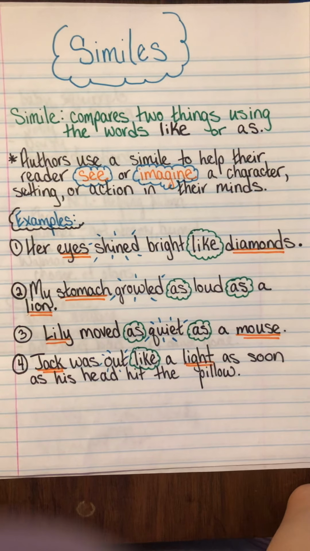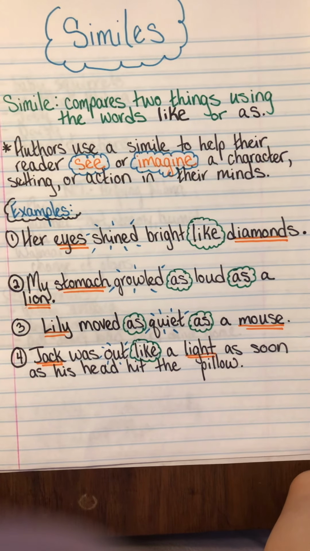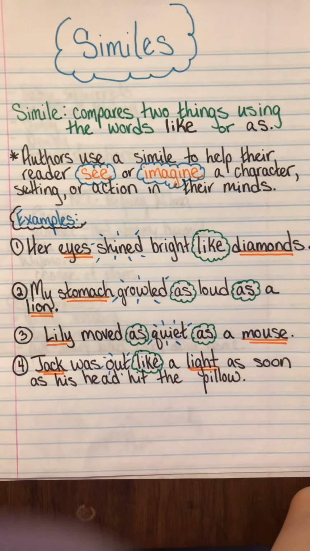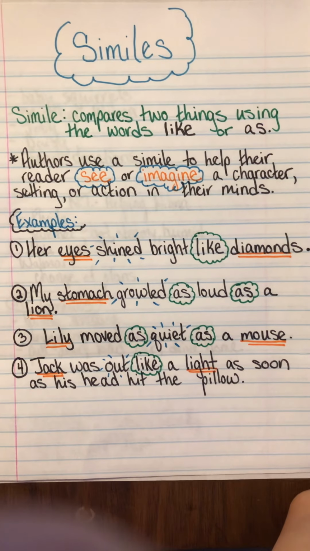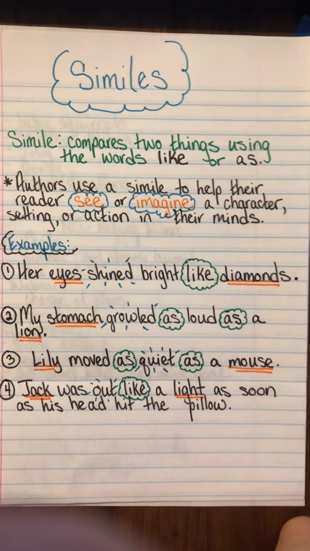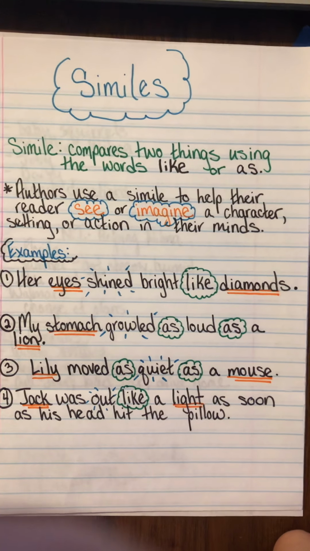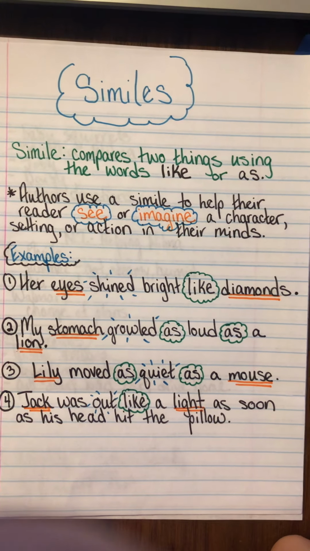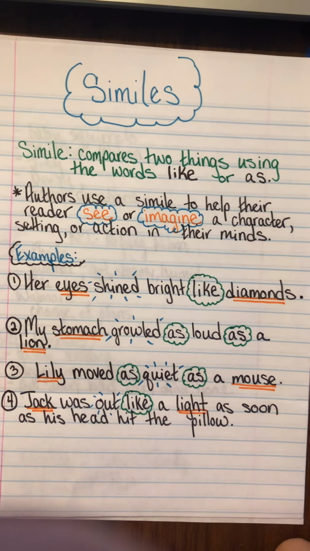Everyone. Today our objective is to use similes to elaborate our middle to describe how characters' actions contribute to a sequence of events. The craft of similes is when an author compares two things using the words like or as. As good writers, we really want to show the reader instead of telling the reader what something might look like so that they can see and imagine better in their mind a character, a setting, or even an action.